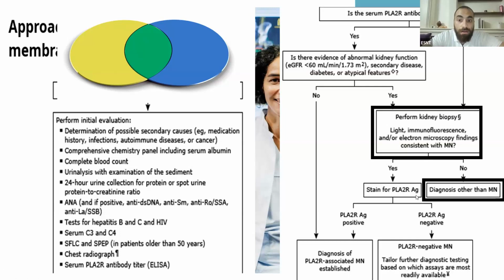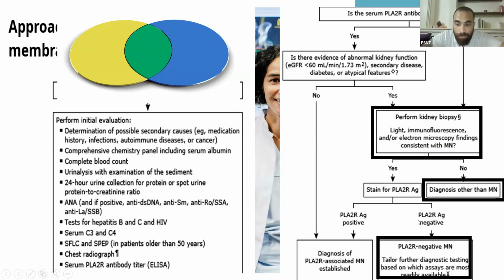Again, you have to go through the whole investigation. If you have a positive antiphospholipase and a normal GFR, and you have no suspicion regarding secondary causes or atypical presentation, you can avoid kidney biopsy. But if you have any abnormality of this, you still have to do a kidney biopsy.